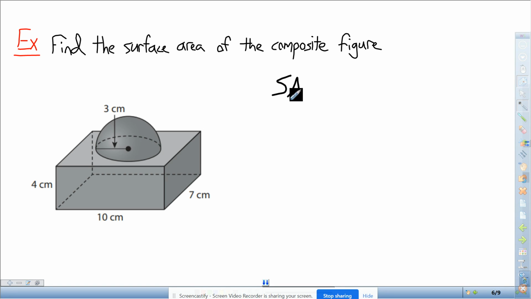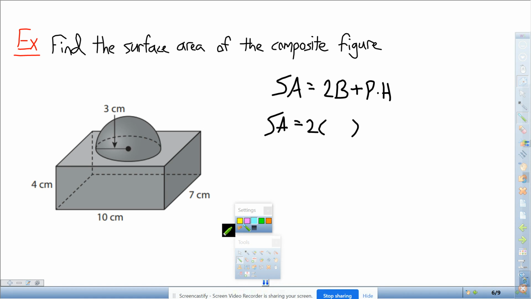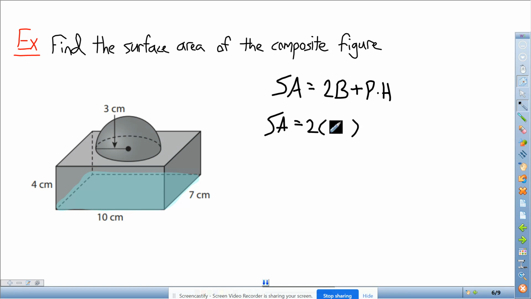So surface area of a prism. If you guys remember, 2 times the area of the base plus the perimeter of the base times the height of the prism. Let's go ahead and do this real quick. So 2 times area of the base. Well, the base of this prism, pretty obviously, is this thing right here, and it is a rectangle. To find the area of a rectangle, we would do base times height. Instead of plugging in just b times h, let's plug in the actual numbers. The base and height of this rectangle will be 10 times 7.